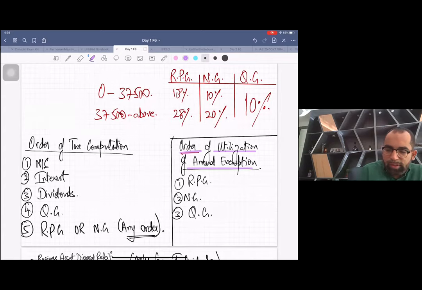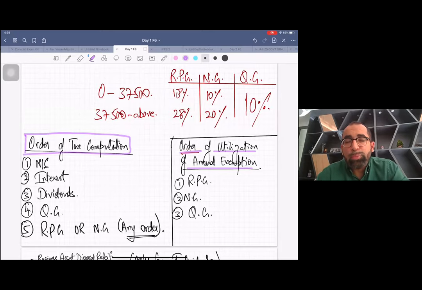Now, what is the final order of tax computation? Student may ask, what is the final order of tax computation? Because you may get a question in which there is some non-saving interest income, dividend income, and obviously gains. So this is the order. First of all, you will compute tax on non-saving, then interest income, then dividend income, then QG, and finally RPG or NG in any order. RPG and NG in any order, you can do it, right? Okay.